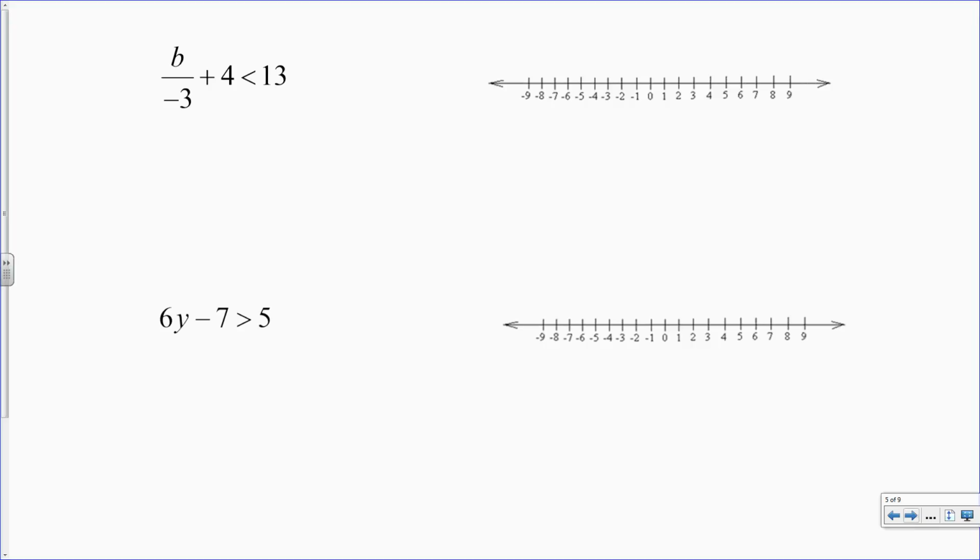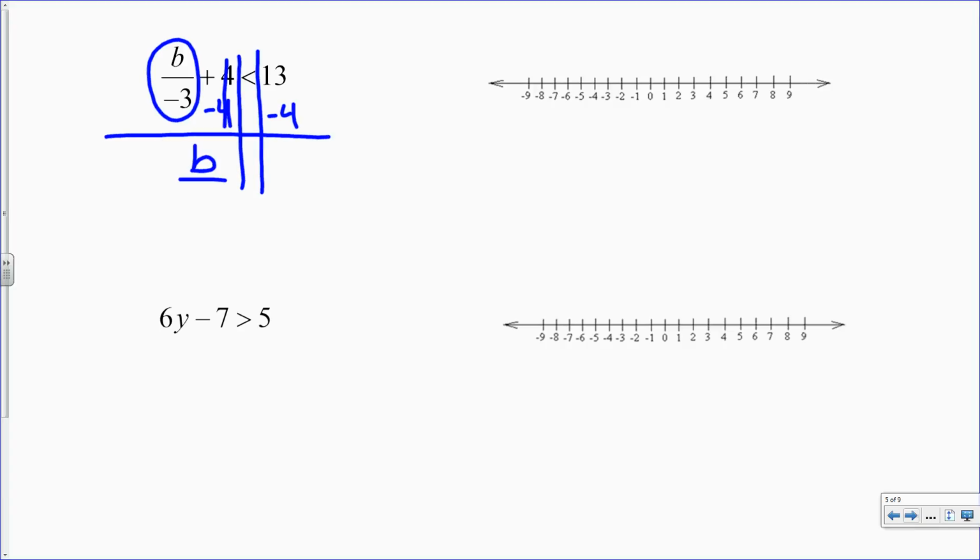Okay, let's go through our steps. First step says to draw a teeter-totter. Second step says to find your variable. You want to get it alone, so I'm going to subtract 4. We don't flip signs when we subtract. We don't need to worry about that. So I still am left with b over negative 3 is less than, let's see, 13 minus 4 is 9.